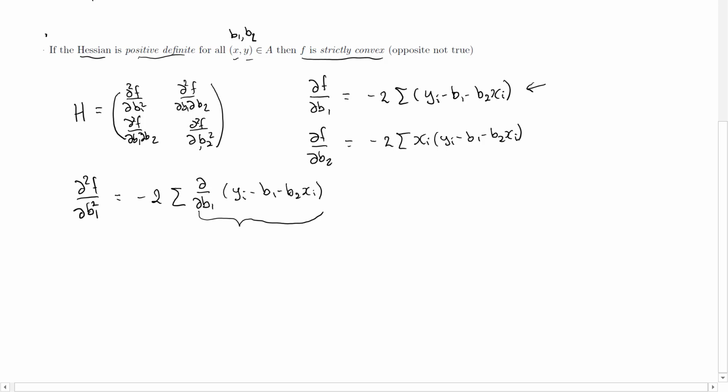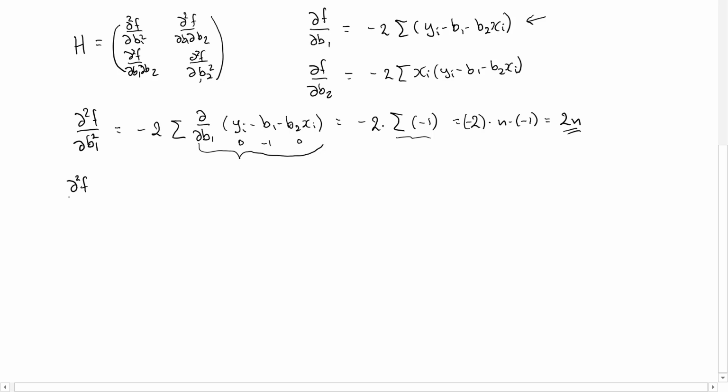And that's pretty straightforward. If I differentiate with respect to this one, I'll just get a 0. Here I'm going to get a -1, and here a 0. So the whole thing is -2 times summation of -1. And there are n terms in this sum. So it's -2 times n times -1, which is 2n.